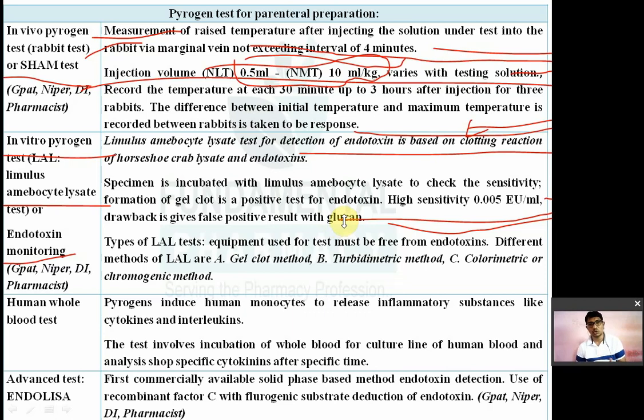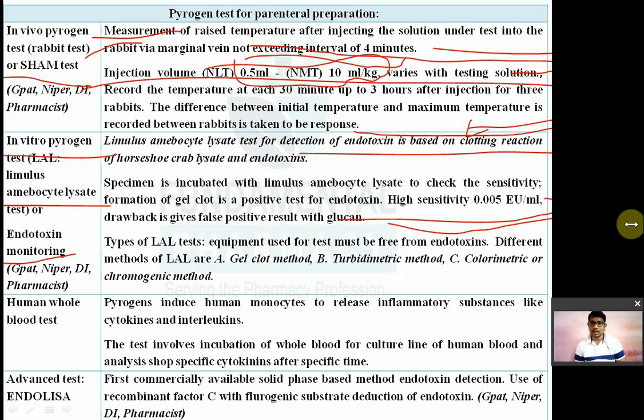So if there is a clotting, that means there is a positive test. Positive मतलब क्या कि आपके इंजेक्शन में क्या है, एंडोटॉक्सिन है. So if there is no endotoxin in your injection, there will be no clotting of your blood. Then this endotoxin test or limulus amoebocyte lysate test is very sensitive.